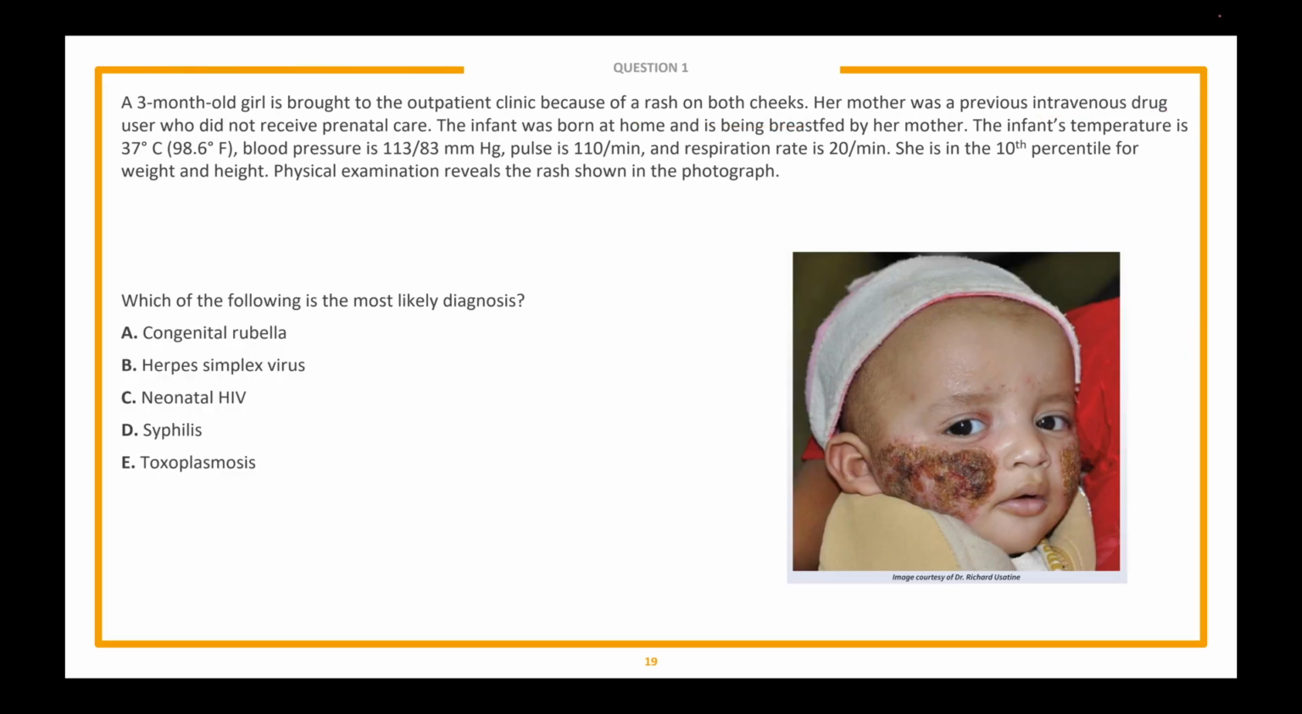And here are those answer choices, okay? So we will go ahead and go through those. Answer choice E, toxoplasmosis. D, syphilis. C, neonatal HIV. B, herpes simplex virus. And A, congenital rubella. And notice how we went from answer choice E to A, working our way from the bottom to the top. So we will go ahead and open up that poll. Go ahead and select the answer choice you believe to be the most correct answer, and we will talk about it in just a few seconds.